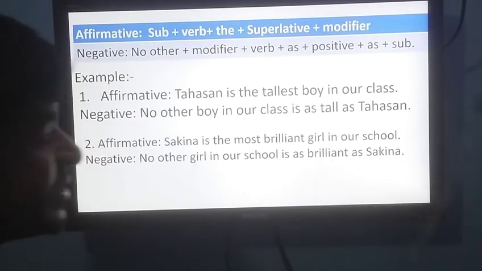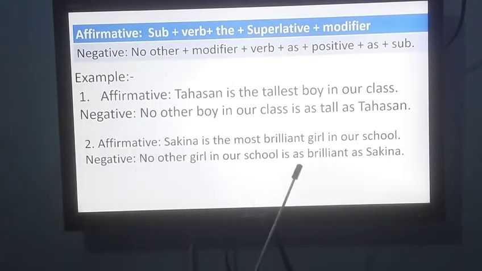Sakina has been used here. No other girl in our school is as brilliant as Sakina. That means Sakina is the most brilliant girl in our school.